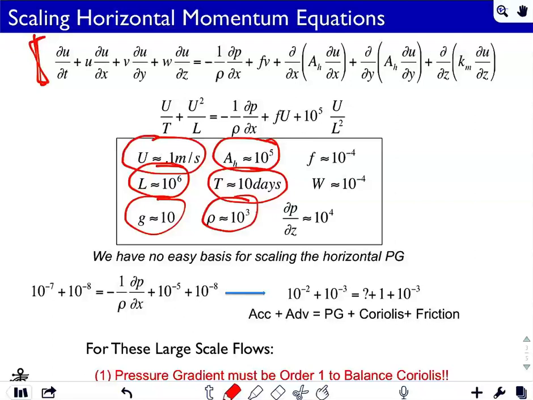We're going to plug in for f, so this is a mid-latitude area, so you get about 10 to the minus 4 per second, and we have vertical velocities from the continuity equation about 0.1 millimeters per second, 10 to the minus 4 meters per second.